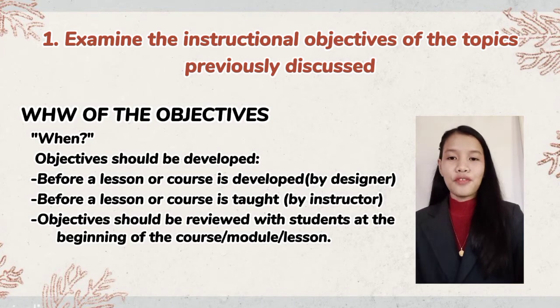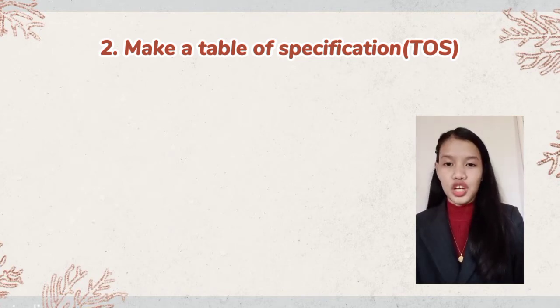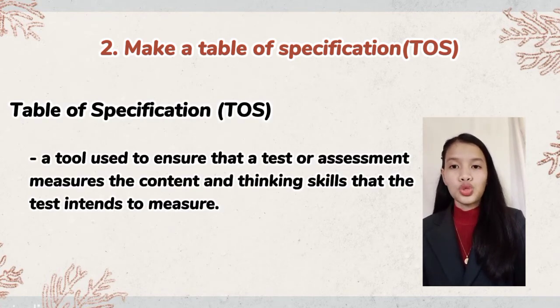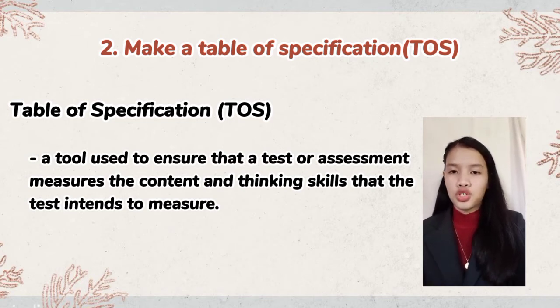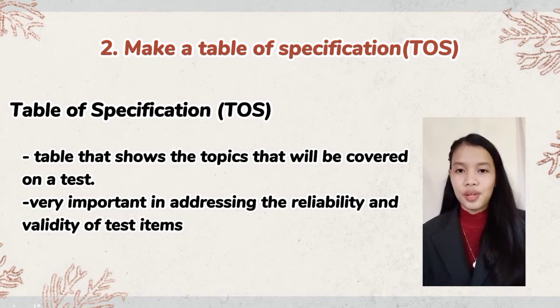Second, make a table of specifications or TOS. Before we start on how to create this table, let me define what the table of specifications is. The table of specifications or TOS is a tool used to ensure that a test or assessment measures the content and thinking skills that the test intends to measure. It is a table that shows the topics that will be covered on a test. It is also very important in addressing the reliability and validity of test items.